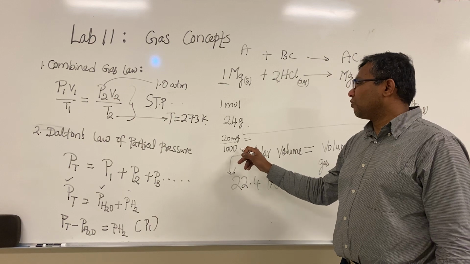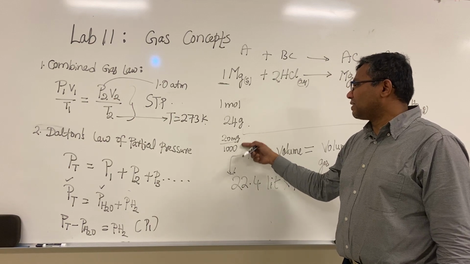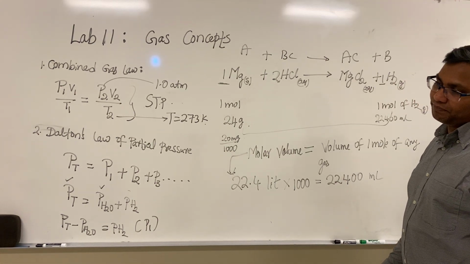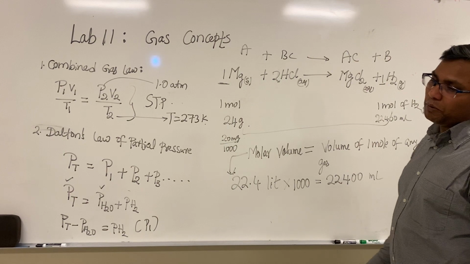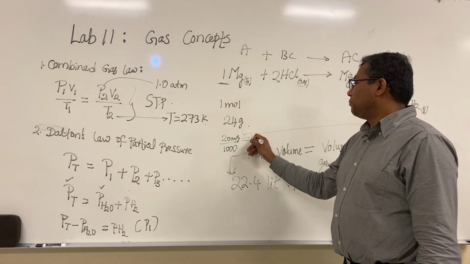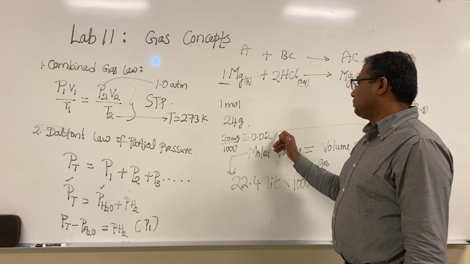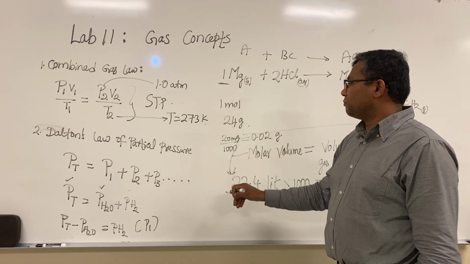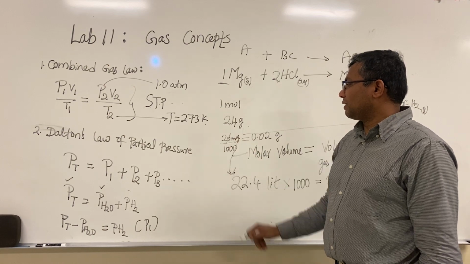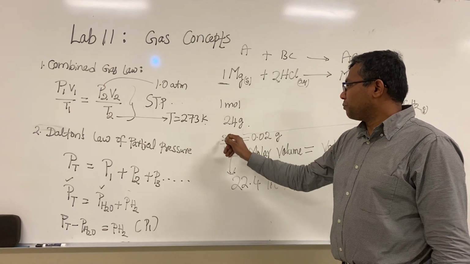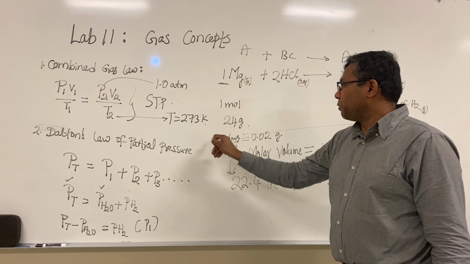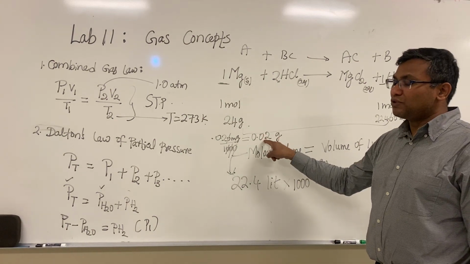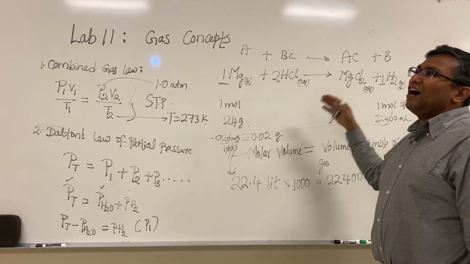So how much will it be? It will be 0.02 grams. So today we're going to start with 0.02 grams of magnesium, and I'm going to see how much hydrogen I will get.